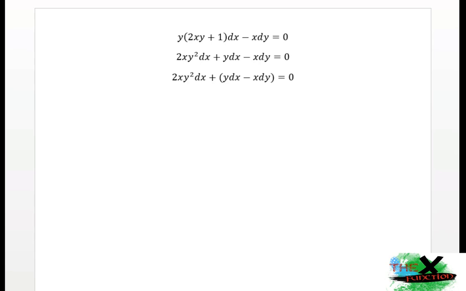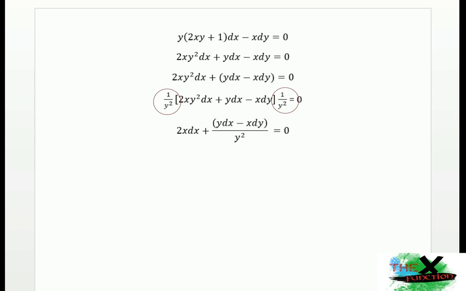We have to multiply both sides by 1 over y squared in order to have one of the 4 exact differentials. 2x dx plus (y dx minus x dy) over y squared is equal to 0. Substitute the terms with their corresponding exact differential. So we have 2x dx plus d of x over y equals 0. Integrate and simplify. 2 times the integral of x dx plus the integral of d of x over y equals 0.